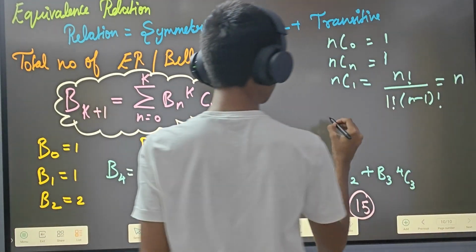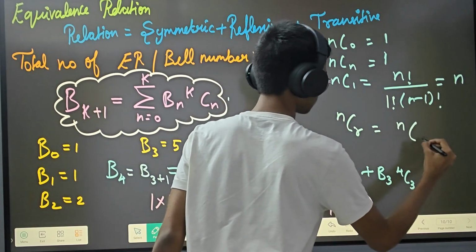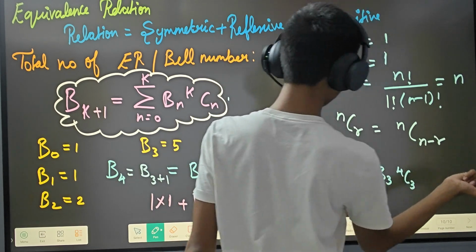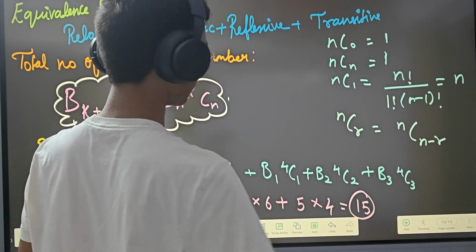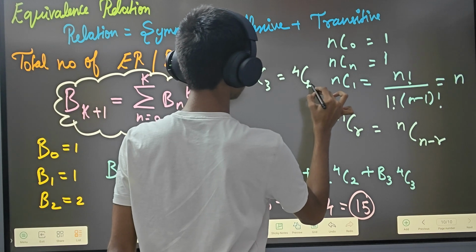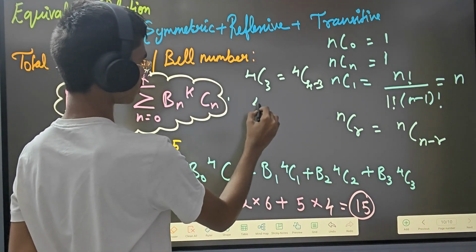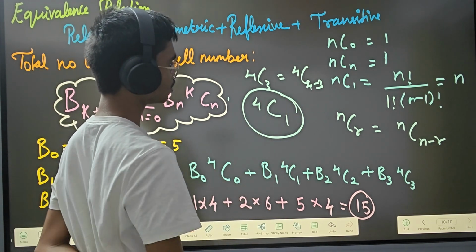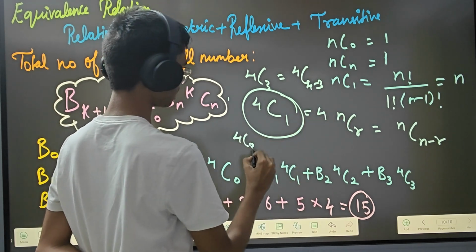What is that? It is NCR is equal to NC(n minus R). Sorry, correct one. Like for an example, take this: 4C3 is equal to 4C(4 minus 3), which is 4C1. Okay, so what is 4C1? 4C1 is equal to 4, and 4C3 is also equal to 4.